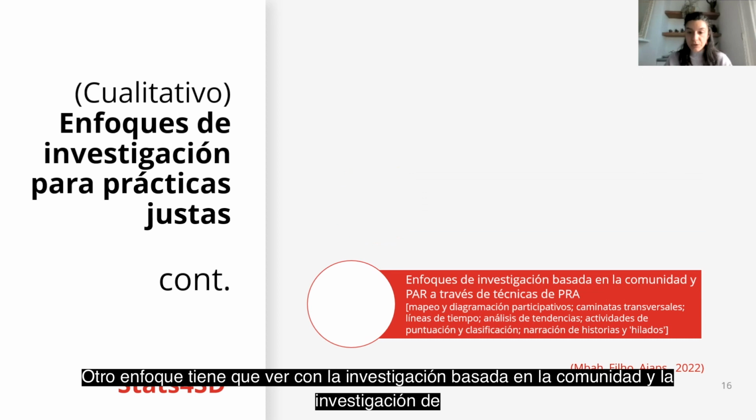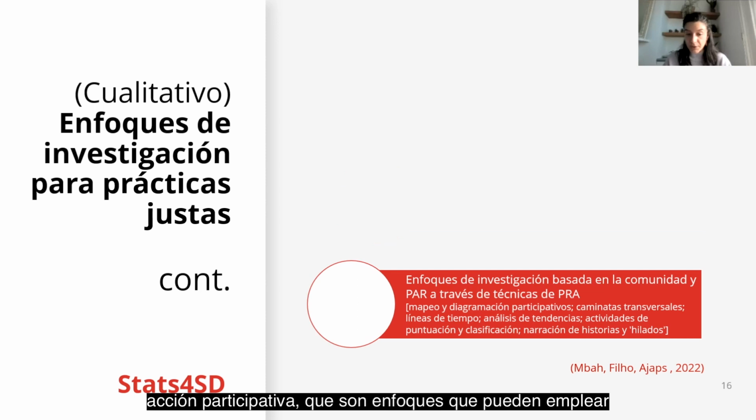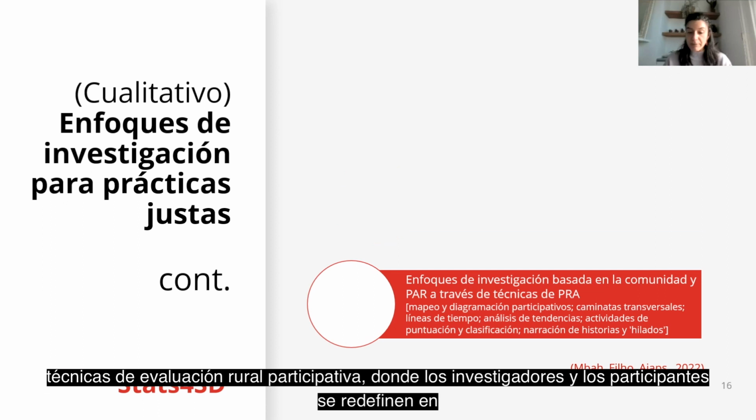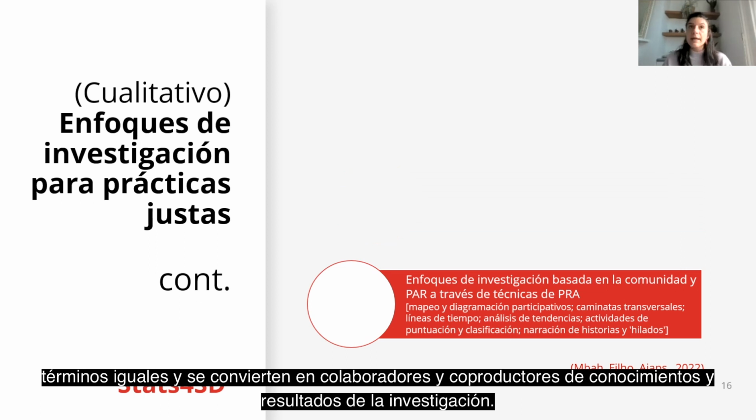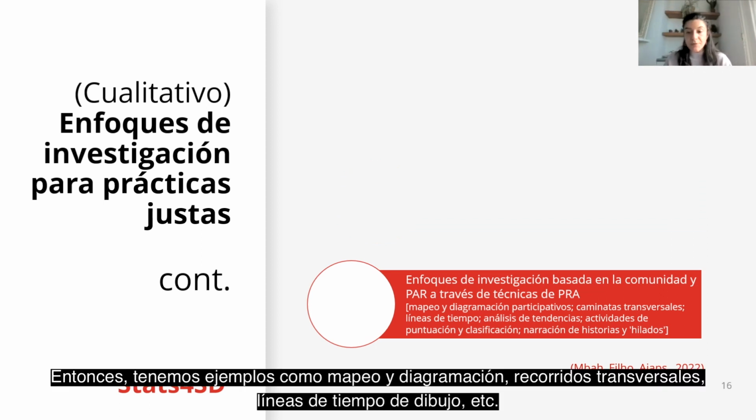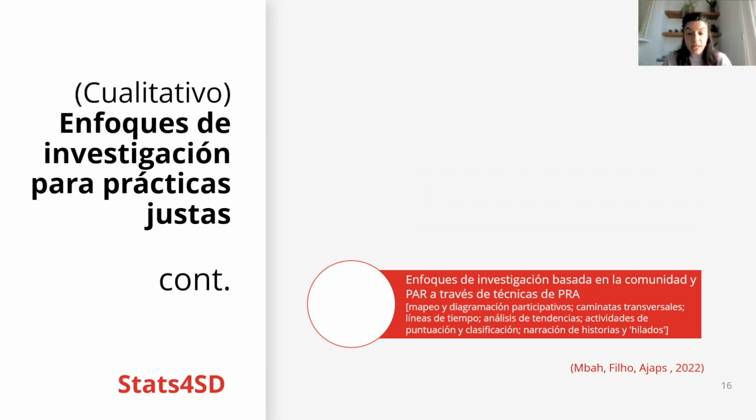Another approach has to do with community-based research and participatory action research, which are approaches that can employ participatory rural appraisal techniques, where researchers and participants are redefined in equal terms and they become equal collaborators and co-producers of knowledge and research outputs. So we have examples like mapping and diagramming, transect walks, drawing timelines, and so on.